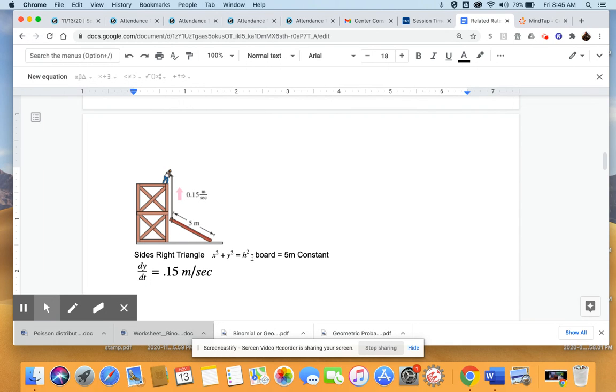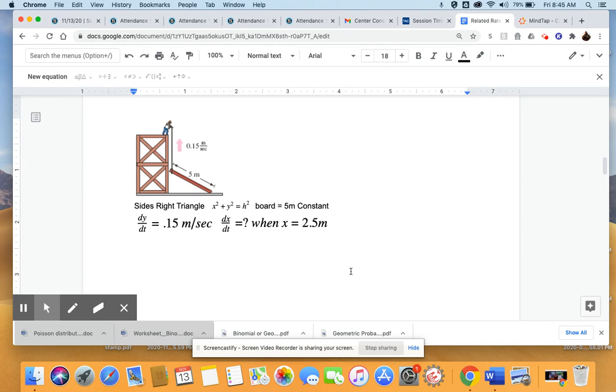Any other given information that we know here? We do. Or let's identify what we're being asked to find. We're being asked to find dx/dt. How fast is the board sliding along the bottom? And they're asking us to find that when x equals 2.5 meters. So that's all the given information we have. In fact, it's all the given information we really need in this problem.